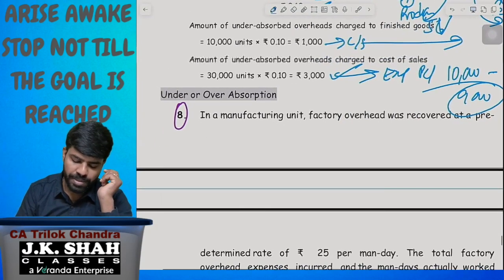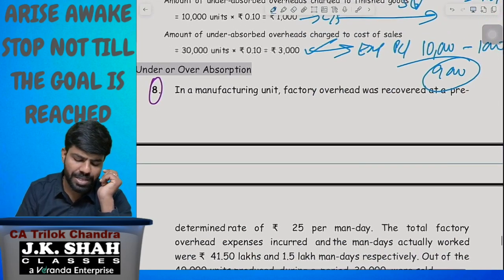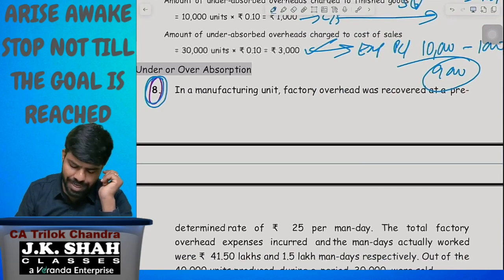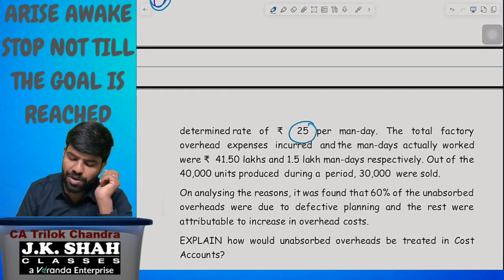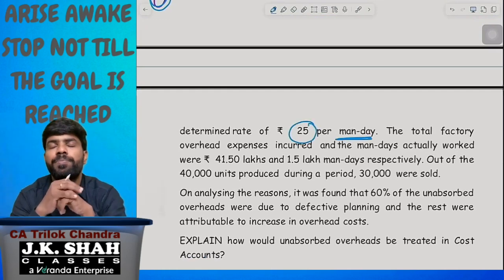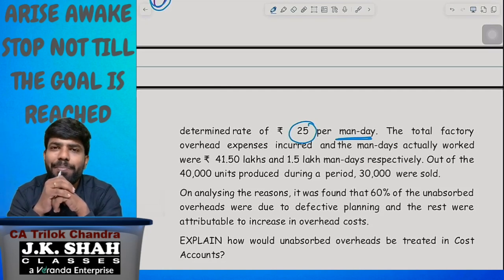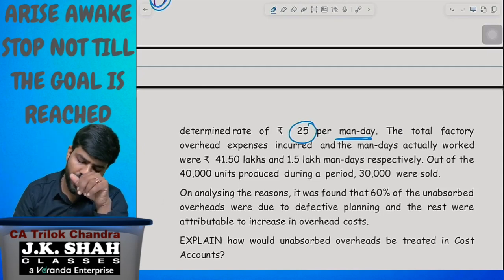Okay, next. Look at question number 8. In a manufacturing unit, factory overheads were recovered at a predetermined rate. I already told you, budgeted rate is also called the predetermined rate, of 25 rupees per man day. In this question, they have taken man days as the basis. In the previous question, machine hours; in our example, labor hours. Be careful with the base quantity. Here they have taken man days, so 25 rupees per man day is the budgeted rate.